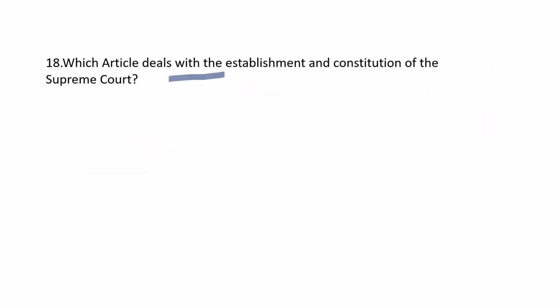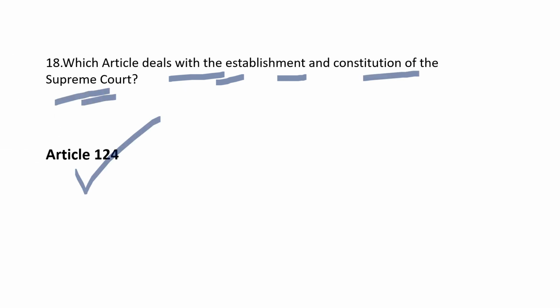Which article deals with the establishment and constitution of the Supreme Court? The answer is Article 124. Article 124 of India deals with the establishment and constitution of the Supreme Court.